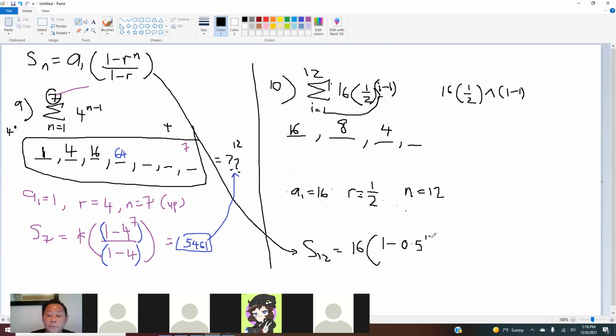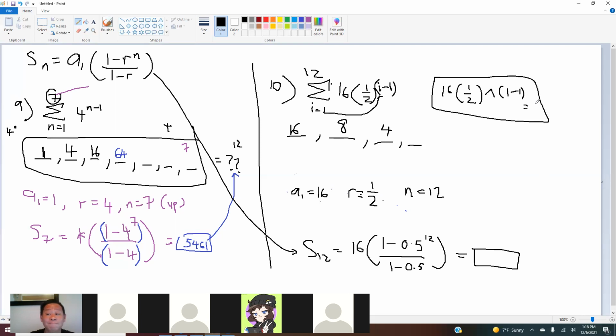N is 12, over 1 minus 0.5. Okay, so you just plug it into your formula and then use your calculator to figure it out. So yes, Faris, I want to see, are you sure you get 8? I don't think so. Again, well, you use division here, we don't use ABC.